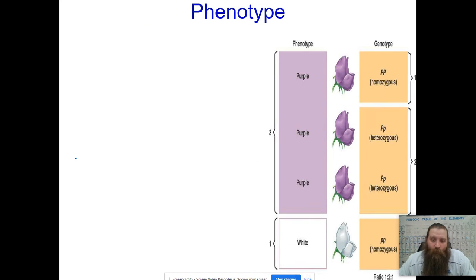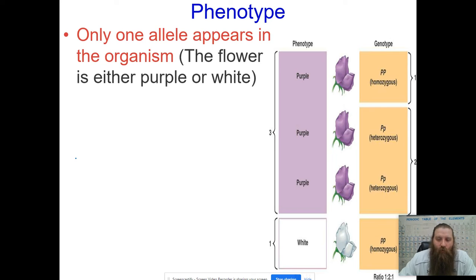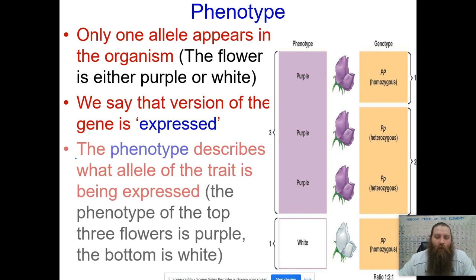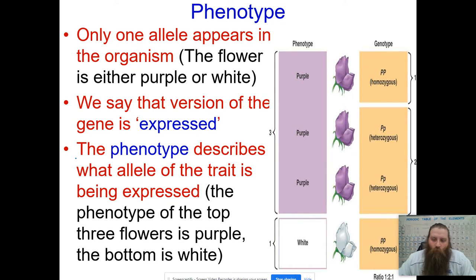The phenotype is what you actually see when you look at the organism, like when you make an observation with your eyes. So that's the version of a gene that gets expressed. And the phenotype is going to describe what allele of the trait is being expressed. So if you were to look and say, okay, what's the phenotype for these flowers that I have on this slide? Well, the phenotype is pretty simple. It's either purple or it's white.